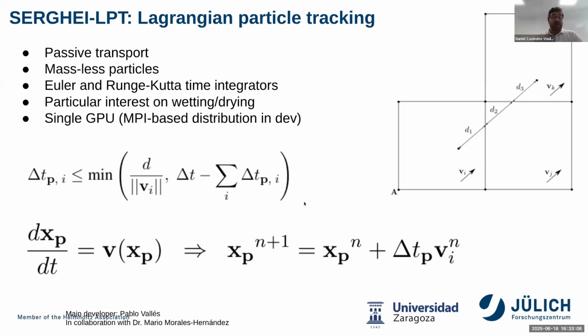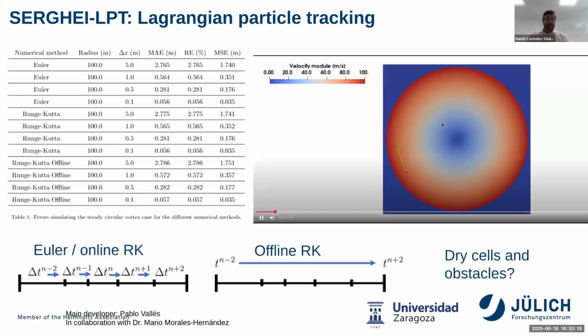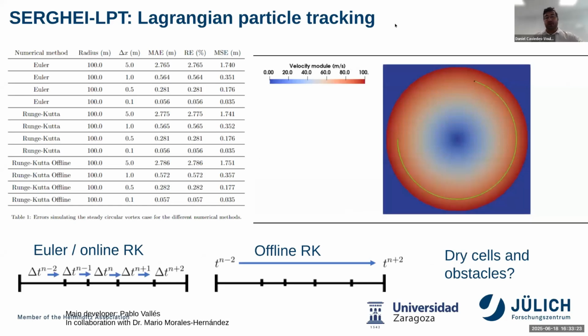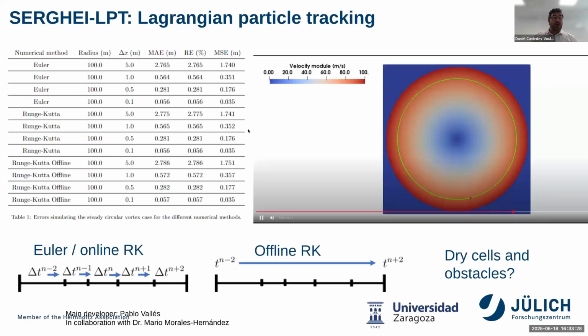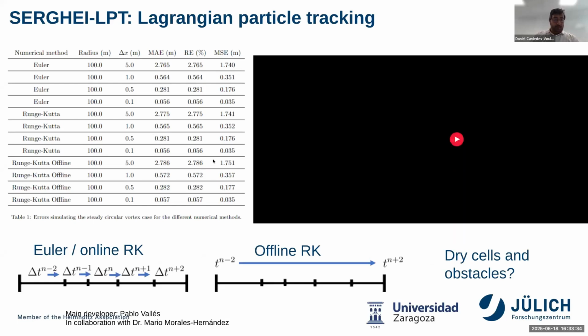Currently, the LPT module, although released, is only for single GPU, so the distributed computations have not yet been implemented, but they're essentially ongoing. In a similar way, we've validated this with some kind of standard benchmarks. So we see that the particles follow the trajectories that they should follow, and we know a little bit about the performance of the Euler and the Runge-Kutta schemes, in terms of both accuracy and their efficiency.